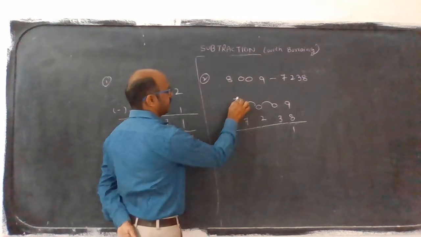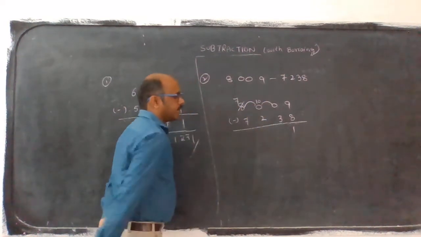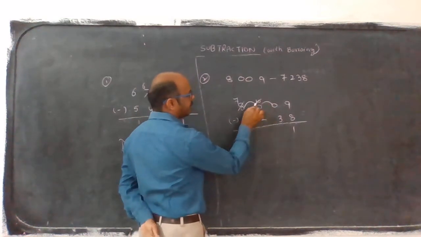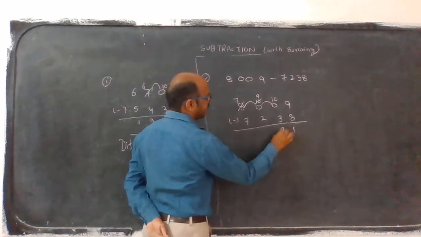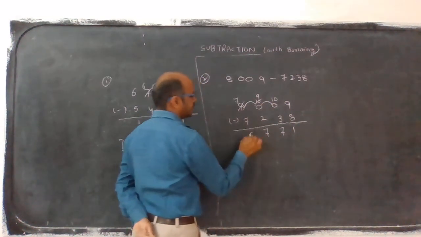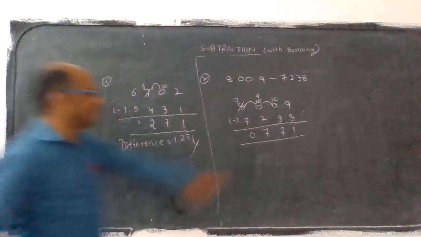See, 8 becomes 7. It gives 10, and that again gives 10 as already borrowed, then it becomes 9, and 10. 10 minus 3 is 7. 9 minus 2 is 7. 7 minus 7 is 0. That's it. Don't get confused here.